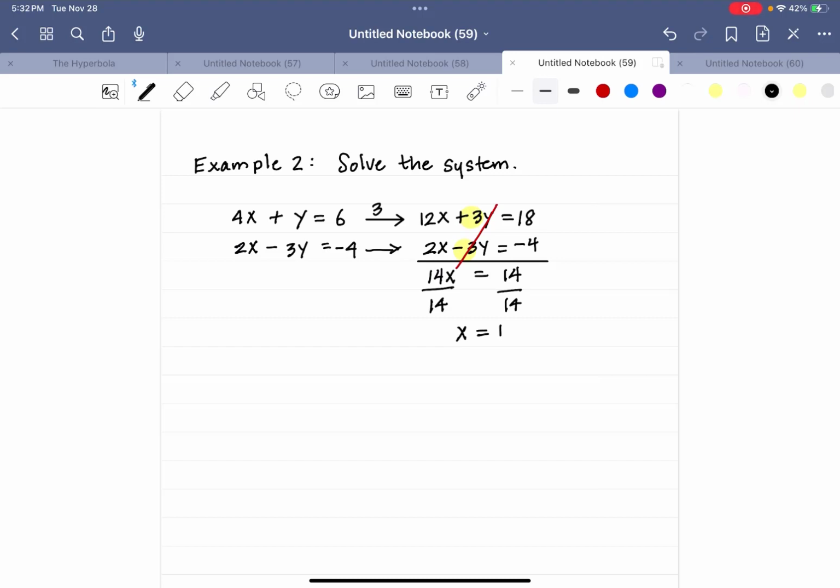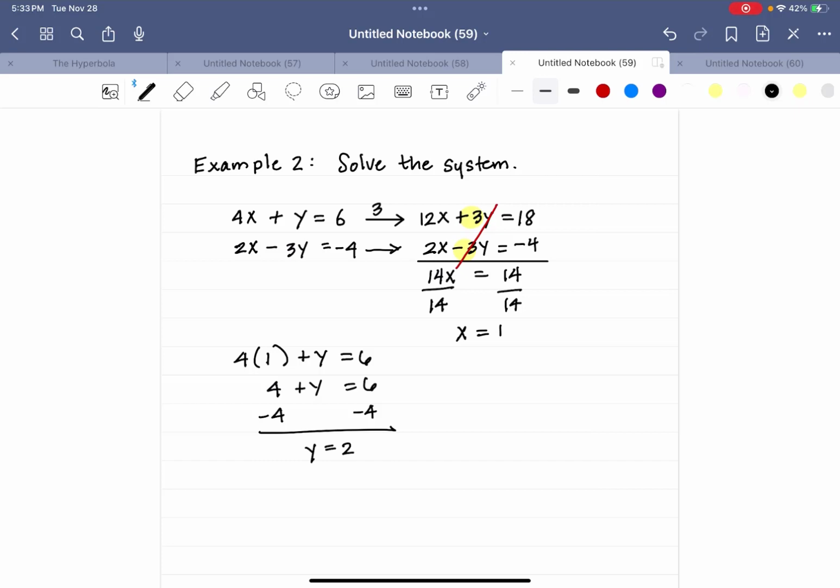Then I'll use substitution. Doesn't matter which equation, I'll just do the first one. 4x is 1, plus y equals 6. 4 plus y equals 6. Subtract 4 from both sides, y equals 2.